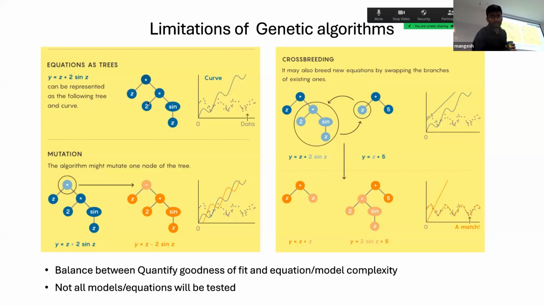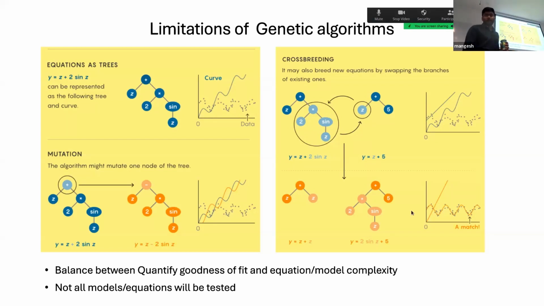So they have one function here and they try to fit it to the data. Okay, find the parameters. And in the next step, they allow mutation. So the plus can become minus and the function will change. So the orange function here is this, and they'll see how it fits. Another change which is allowed is crossbreeding. So take another function and change some part of it with this one and try to see if it fits.